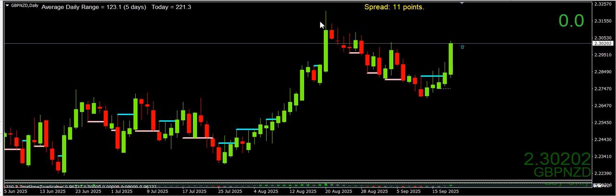Crazy. But I was also looking at this 2B. And I was looking at how I could have caught this move here. And now, remember this is a daily chart, this should create some sort of pullback tomorrow. This is pound New Zealand dollar.